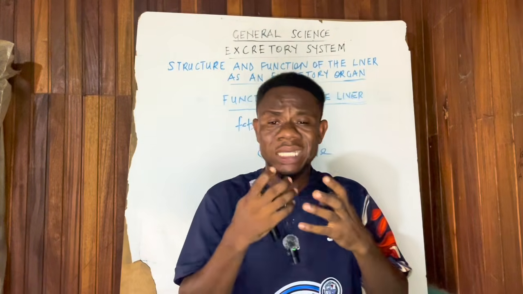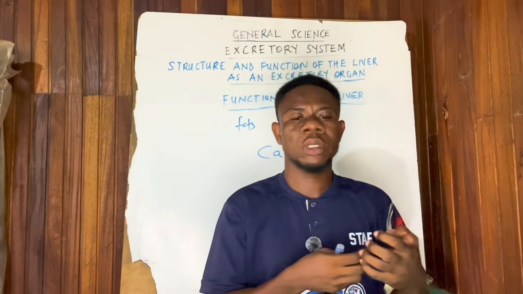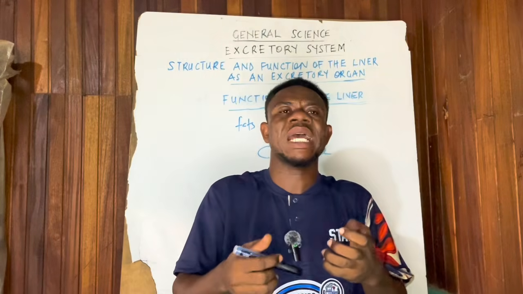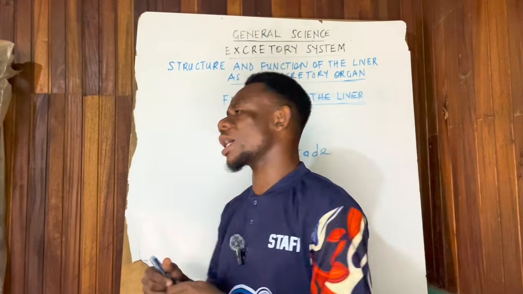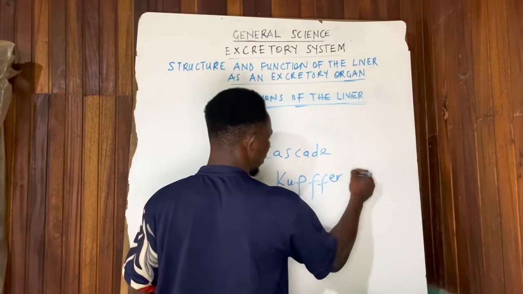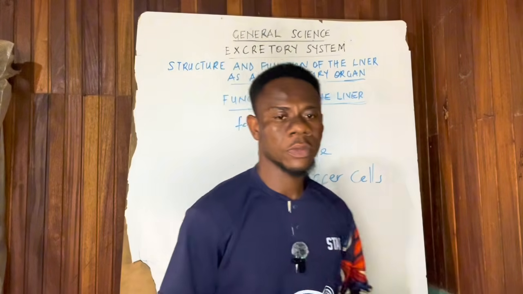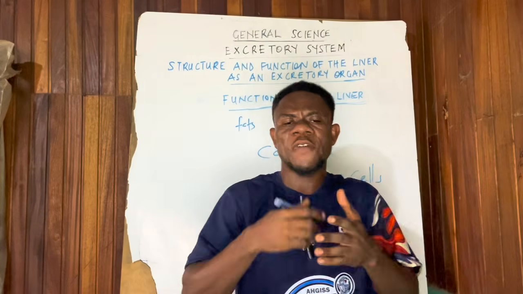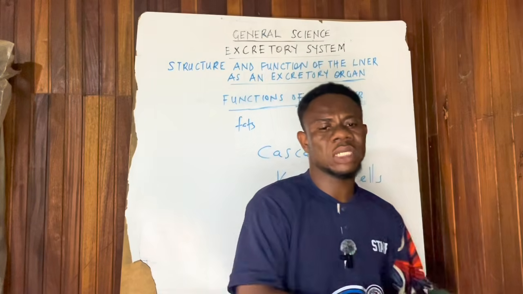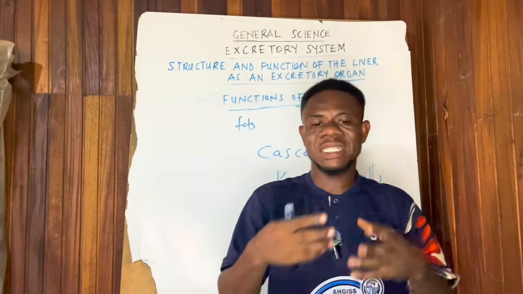Then the liver contains specialized immune cells. They call them the Kupffer cells. Now, they fight infections. They remove pathogens from the blood. That's the disease-causing organisms. They also support the immune system.